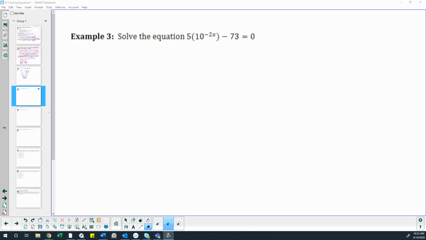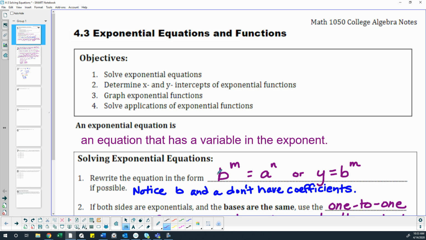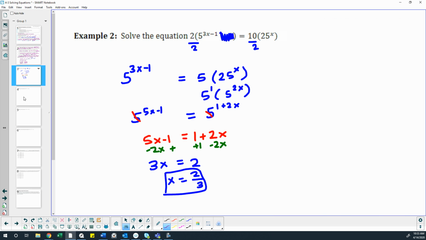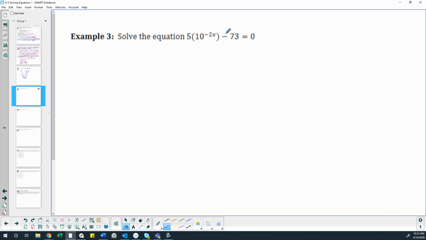Example 3, again, we need to go ahead and get it in the form that we talked about in the first video, getting it in this sort of form here. So we want to get rid of the 73 here, so we can add that to the other side. And then we want to get rid of the 5, and we will divide that. It'll give us a weird fraction, but it'll work.